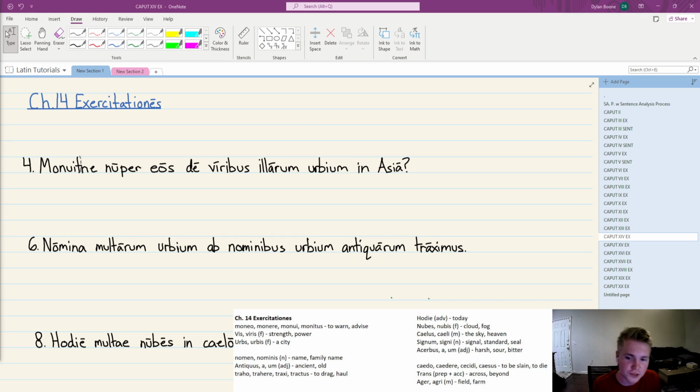All right, so welcome to chapter 14. Chapter 14 was all about i-stem nouns of the third declension and about ablative of means, of manner, and of accompaniment, which we've actually seen before with the preposition cum. So diving right into it, for number 4 from the exercises.